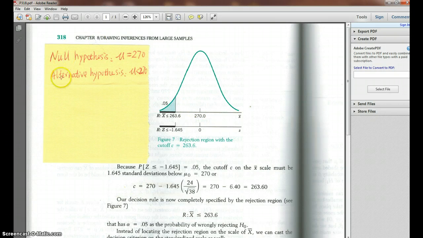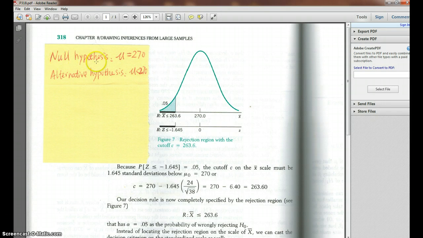Then we call it the alternative hypothesis. So this is the teller's claim: mu is less than 270 seconds. That is saying the average transaction time for all the transactions they have is less than 270 seconds. But we are trying to test, so we're going to make an opposite assumption. What if mu is greater than or equal to 270?